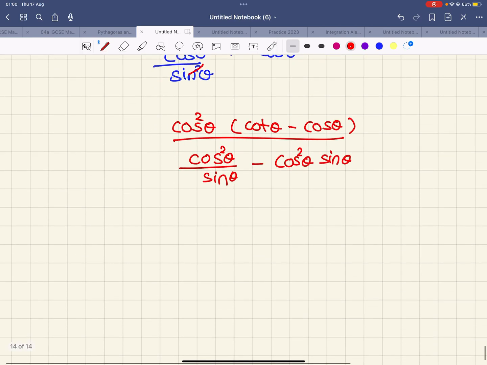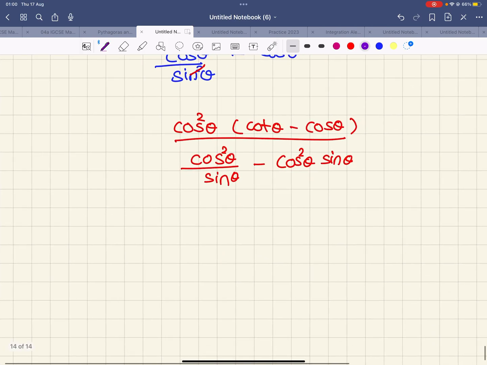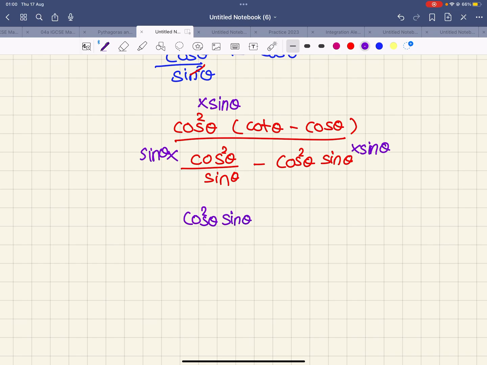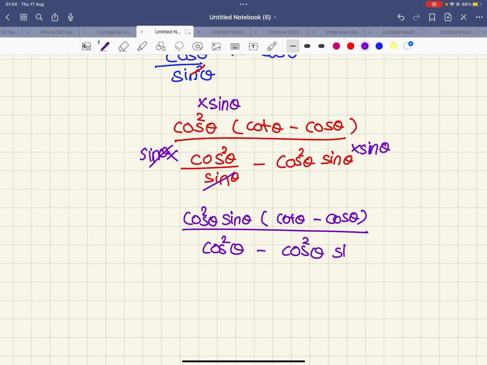And then what I'm going to do is I'm going to multiply everything by sine. So sine theta, and then sine theta. So that's going to become cos squared theta sine theta times cot theta minus cos theta over, this sine cancels, so it's going to become cos squared theta minus cos squared theta sine squared theta.